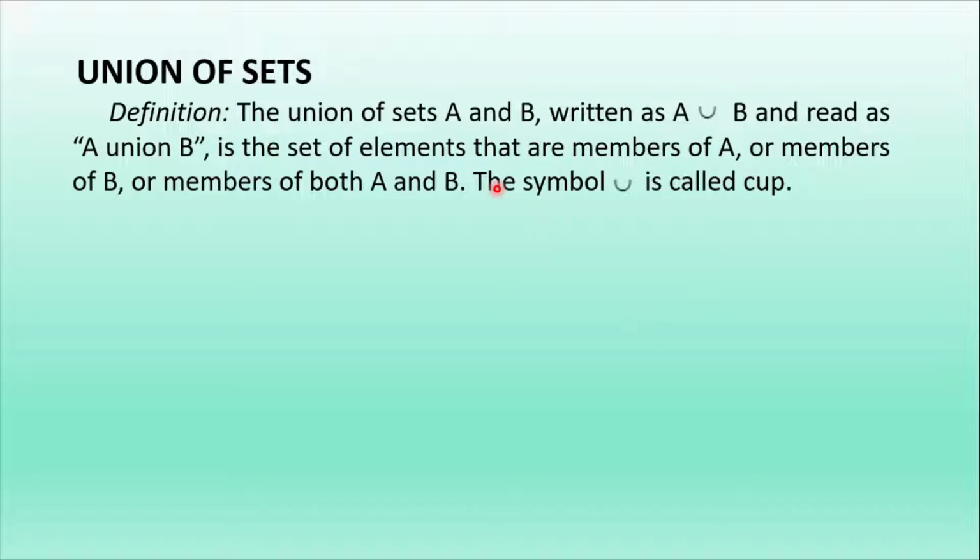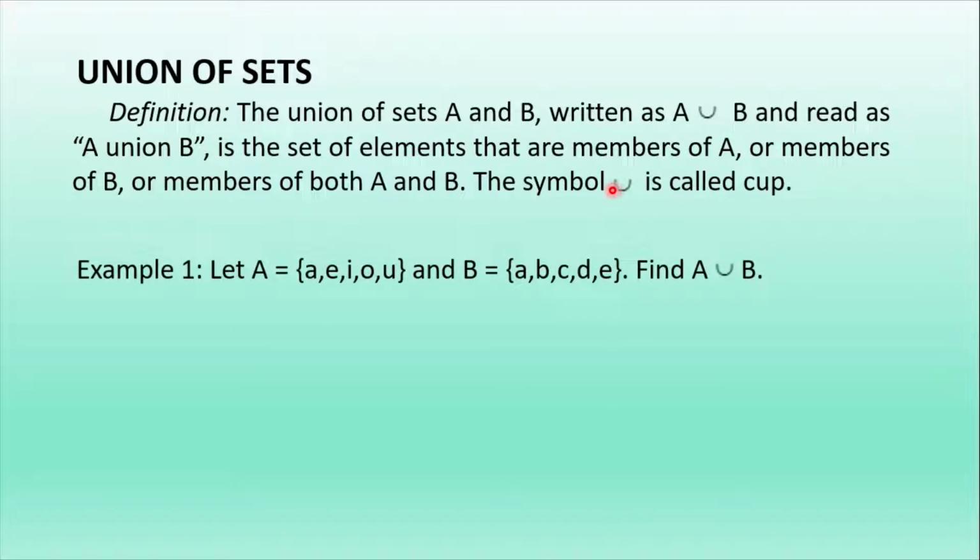By definition, the union of sets A and B, written as this one and read as A union B, is the set of elements that are members of A or members of B or members of both A and B. And this symbol is what we call a cap. Now let's have an example for you to better understand what union of sets is.